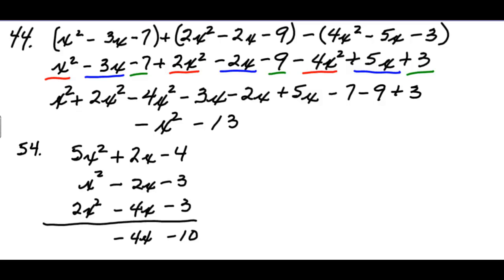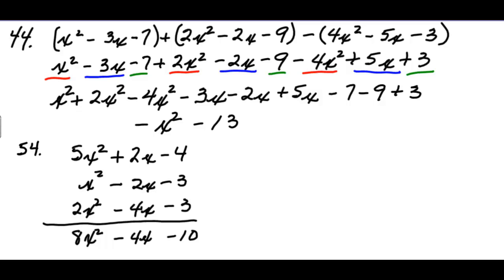Now, for the x squared terms, 5x squared plus another x squared makes 6x squared plus 2 more x squared. That makes it 8x squared minus 4x minus 10.